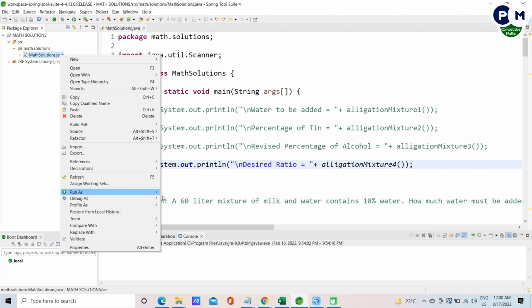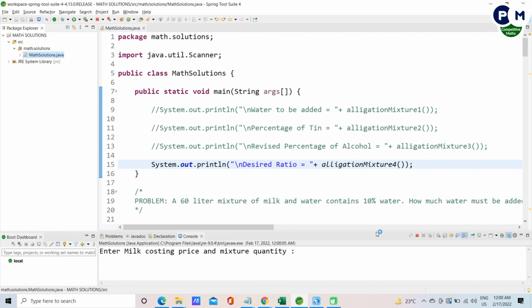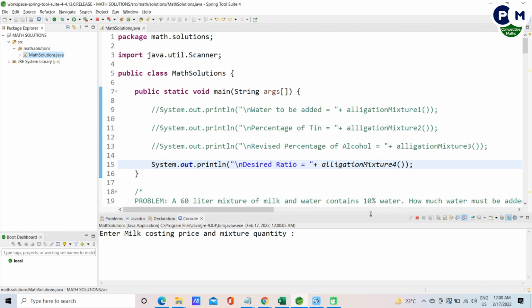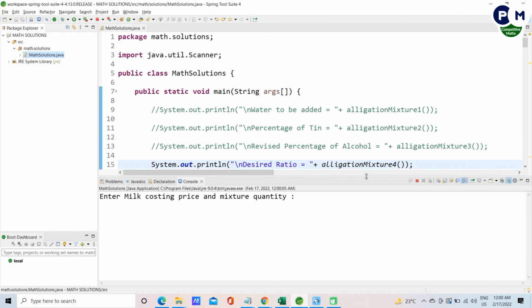Here, I am printing the water-to-milk ratio by calling the alligationMixture method. Execute the code by right-clicking on the Java class. Here is the result on the console.